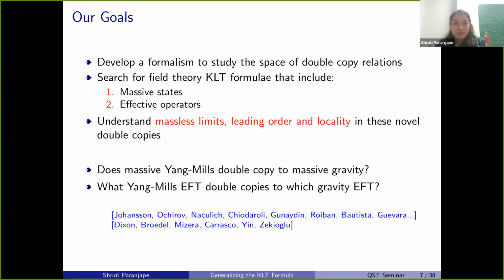So the first thing we're going to do is develop a formalism to study the space of double copies. In particular, we want to add massive states. We want to add effective operators. Our guiding principle will be locality. We'll understand how the massless limits and leading order limits work. And always at the back of our mind, the example is Yang-Mills plus mass or Yang-Mills plus other higher derivative corrections. You can think of other examples as well, but in this talk, we'll just think about Yang-Mills squaring to gravity with some decorations on that.